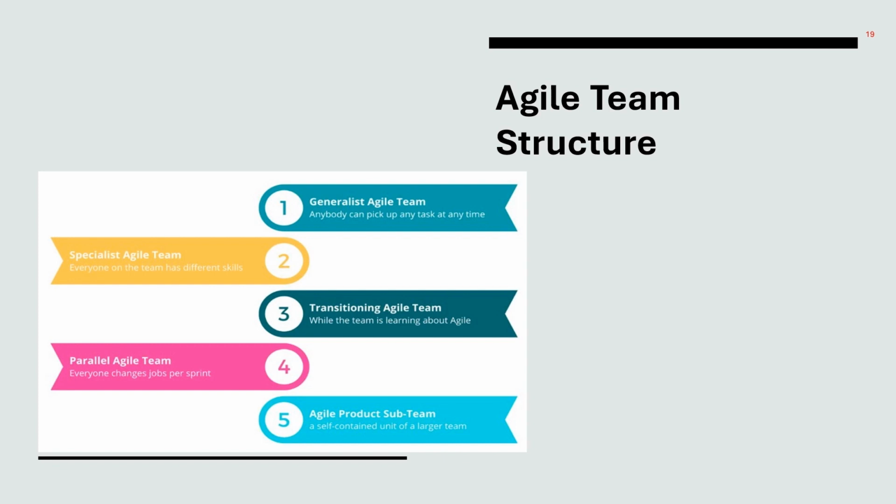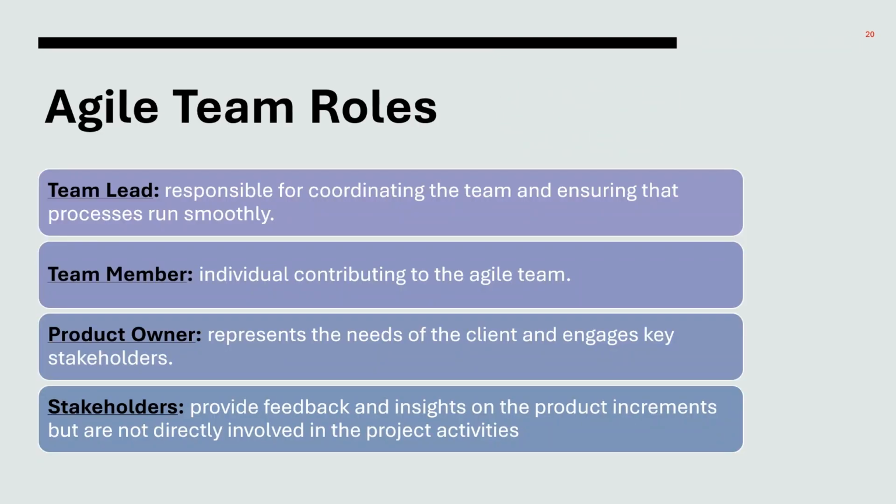And the next is the Agile product sub team. In this, the team is specially focused on an area of work. This is used to work on a complex project by breaking it down, for the SAFe framework. And moving on, these are the Agile team roles.